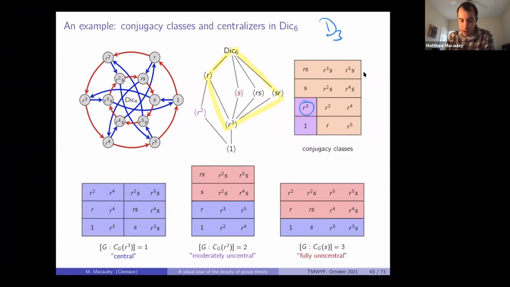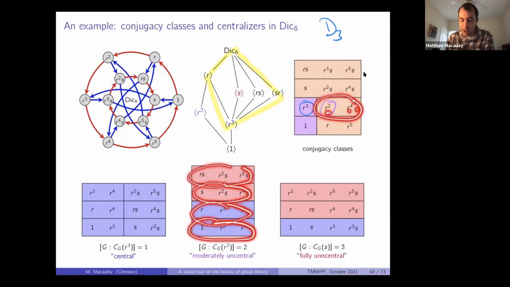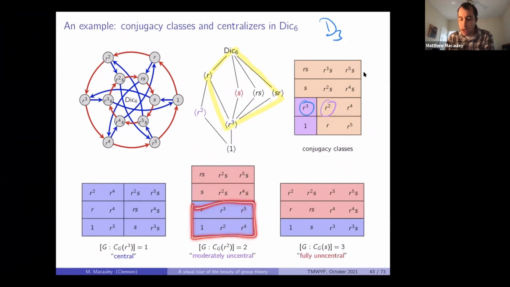Now, here's another element I'm going to take: R squared. This is in a size 2 conjugacy class. It does not commute with everything because these things are conjugate. This generates a subgroup of size 3. Here are the 4 cosets. And actually, R2 commutes with half of these elements. A conjugacy class of size 2 commutes with half of the elements in the group.